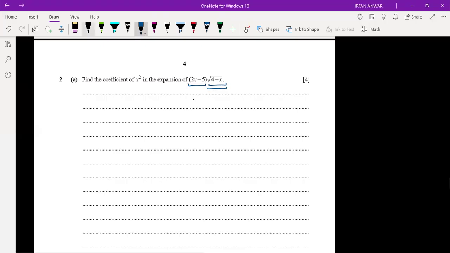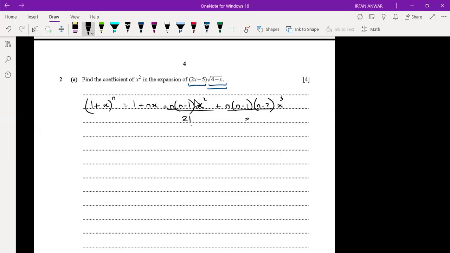If you remember the formula, which is given in MF19 as well, that is, if n is a fractional power, then (1 + x)^n becomes 1 plus nx plus n times n minus 1 x squared over 2 factorial plus n times n minus 1 times n minus 2 x cubed over 3 factorial plus dot dot dot.